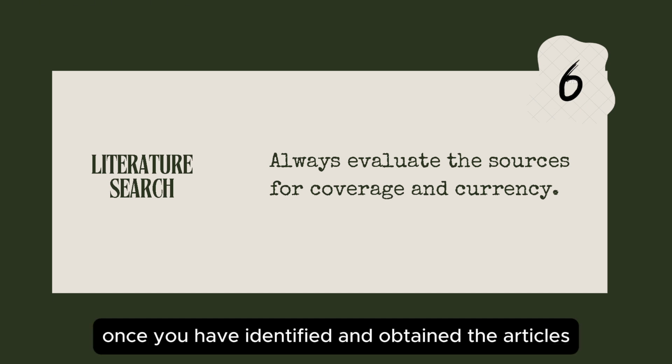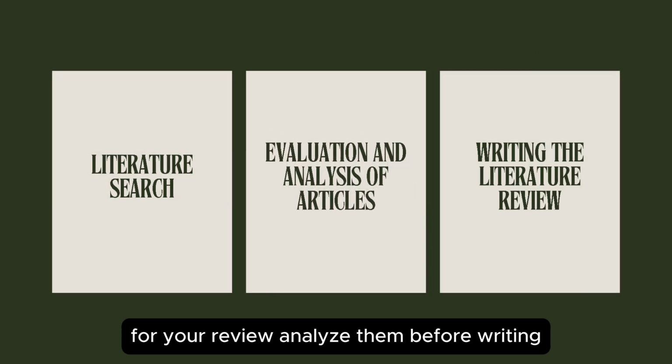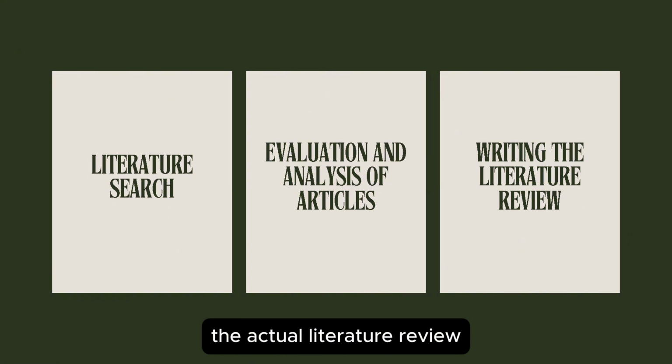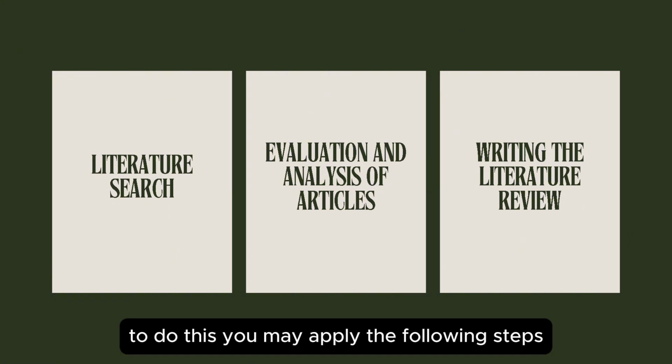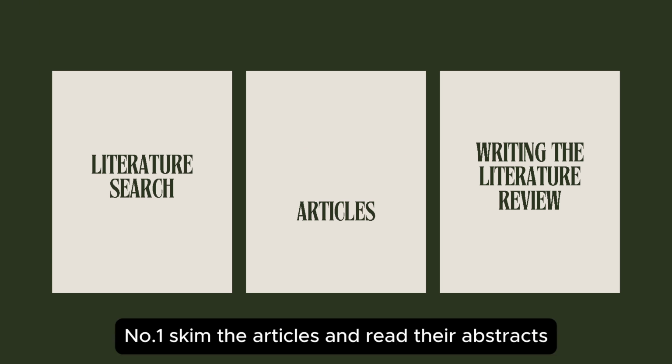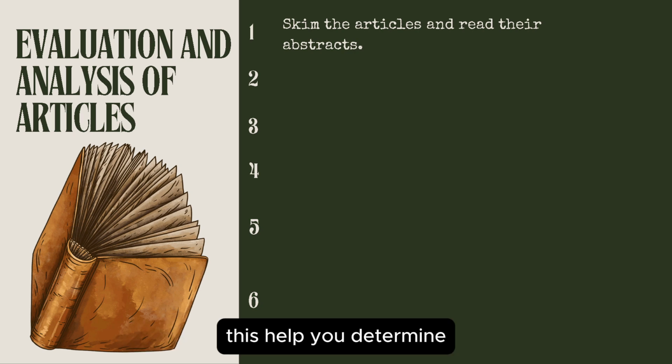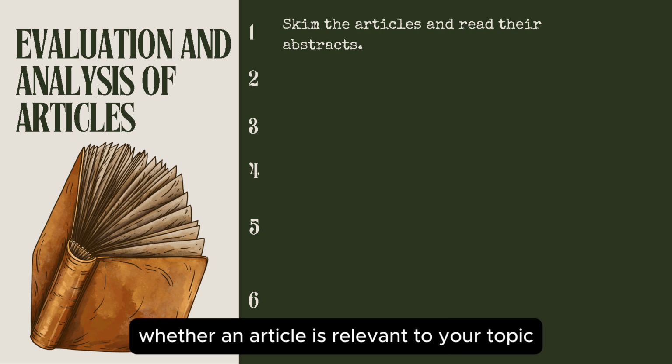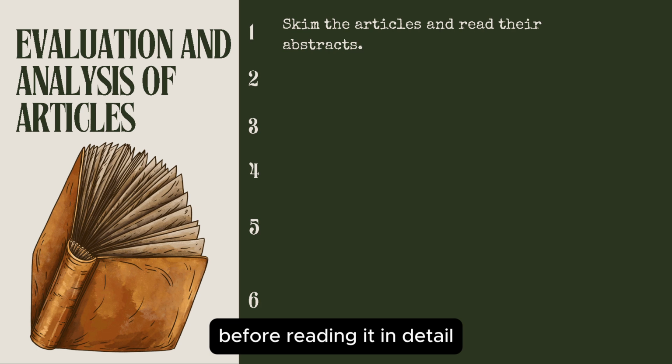Once you have identified and obtained the articles for your review, analyze them before writing the actual literature review. To do this, you may apply the following steps. Number 1. Skim the articles and read their abstracts. This helps you determine whether an article is relevant to your topic before reading it in detail.